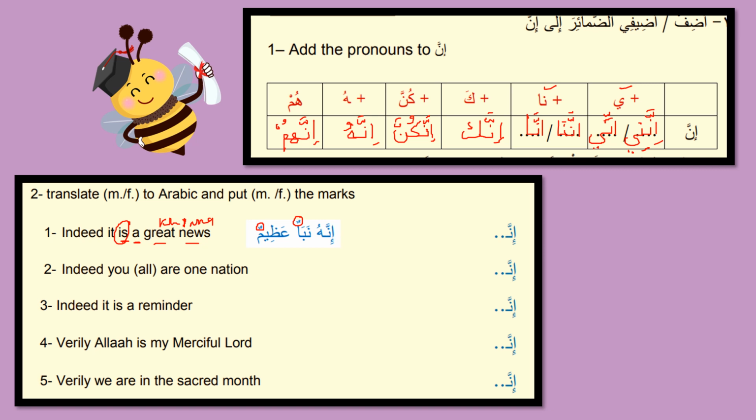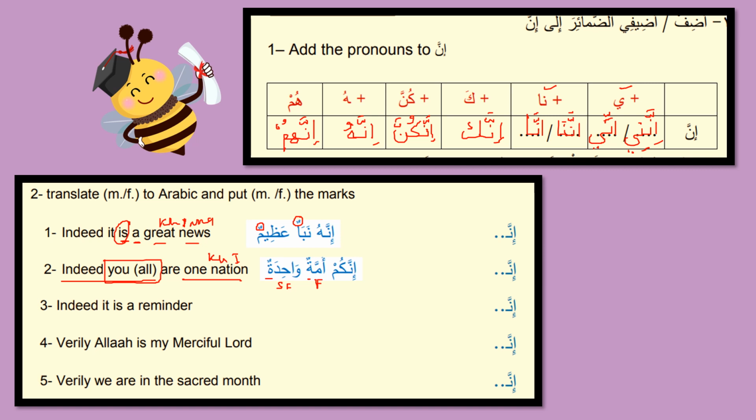Indeed, you all are one nation. So this is our khabar inna, right? And you all, indeed you all. So you have to attach you all with inna. So let's see what is our translation. Innakum, one nation. Ummatun, nation is ummatun, wahidatun. Why wahidatun? Because this is feminine. So you need to take the sifa as a feminine. Innakum ummatun wahidatun.